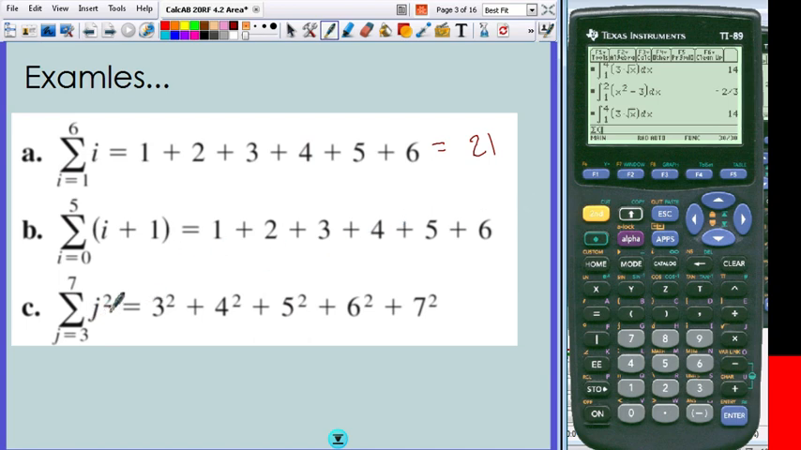The next term, this is j squared from j equals 3 to 7. So 3 squared, 4 squared, 5 squared, 6 squared, 7 squared. That's the idea behind this, all right?